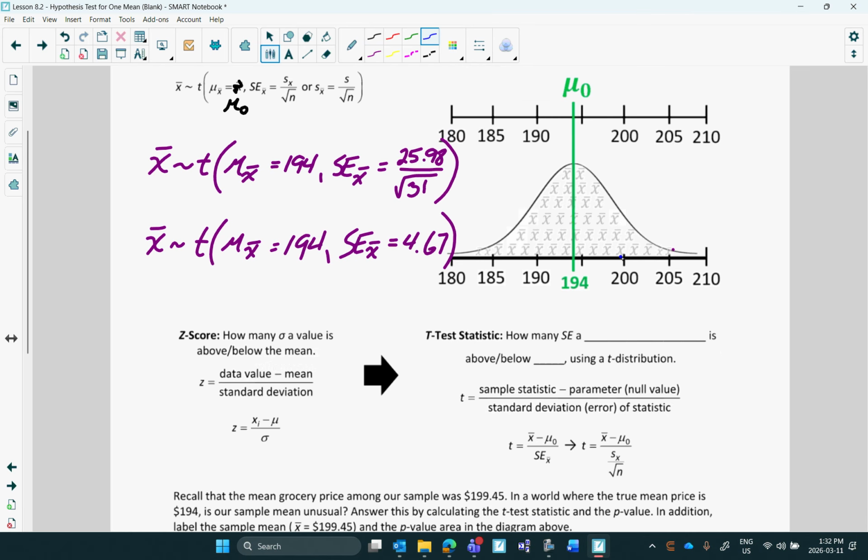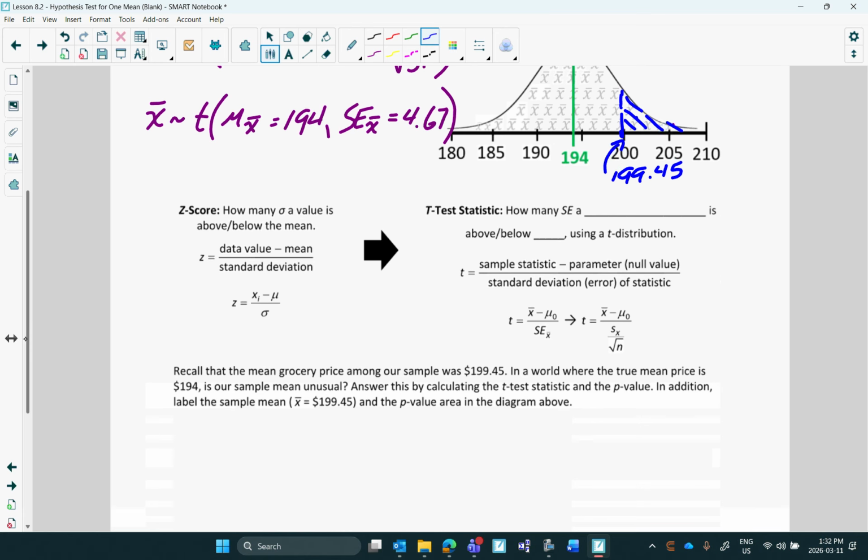Which is about here. Okay, so I want to know how, given that we're assuming this is true, how likely is it that we got $199.45 or even greater? Okay, what's the probability, therefore p-value, of getting $199.45 or greater? And then, of course, we want to test that against the 5% guideline. Usually we use alpha equals 5%.